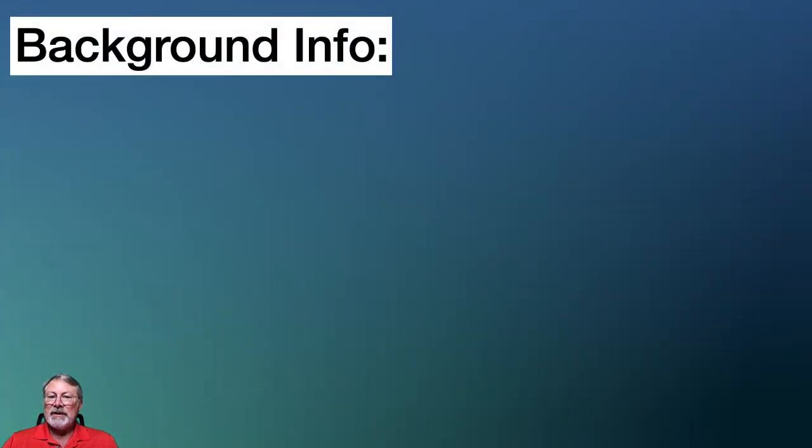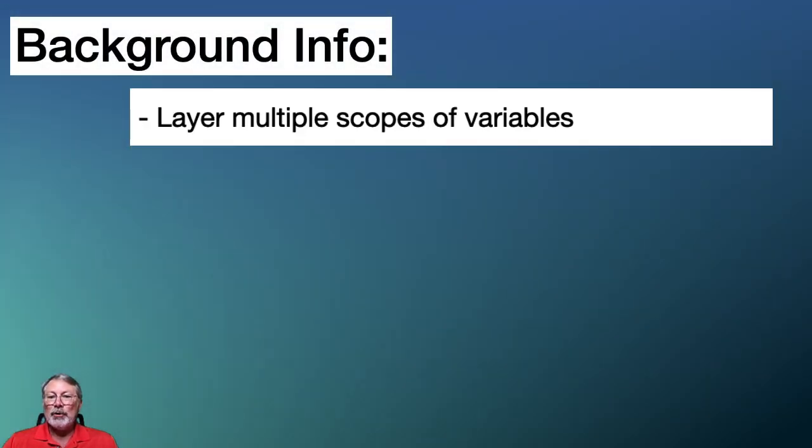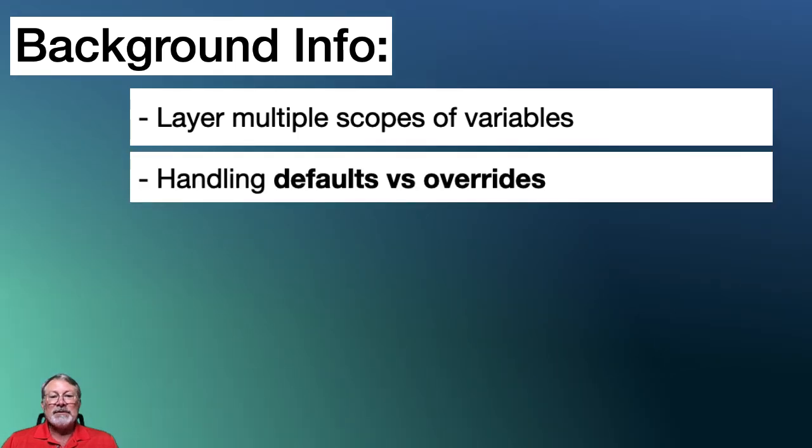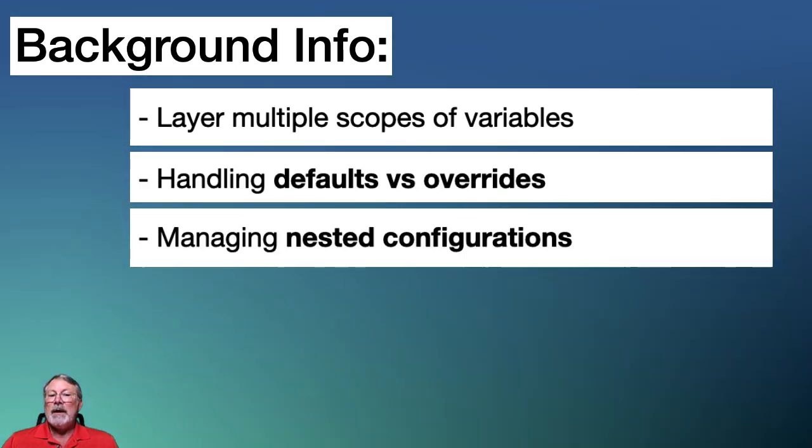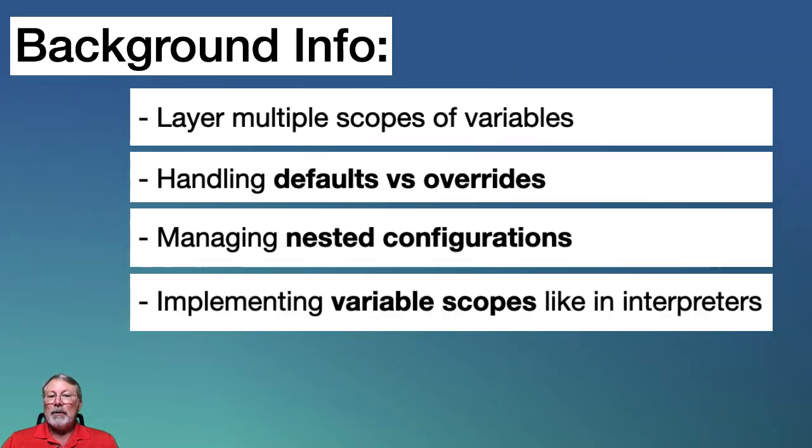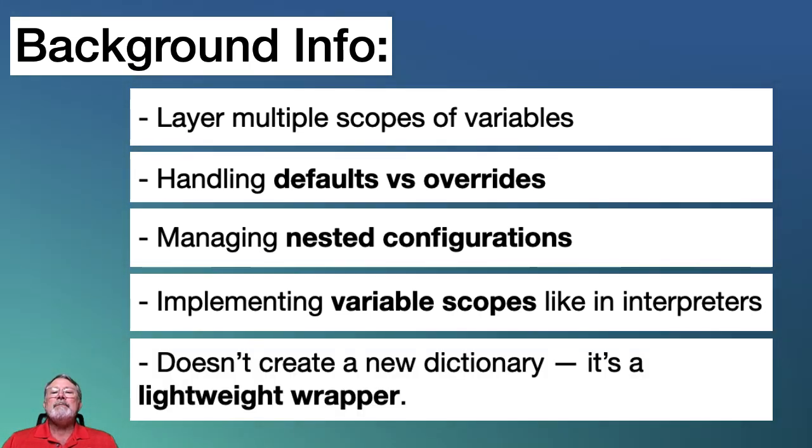ChainMap is especially useful when you want to layer multiple scopes of variables. Think of it like an onion. You search from the top layer down. It's great for things like handling defaults versus overrides, managing nested configurations, or implementing variable scopes, like in interpreters. And unlike merging, it doesn't create a new dictionary. It's a lightweight wrapper.